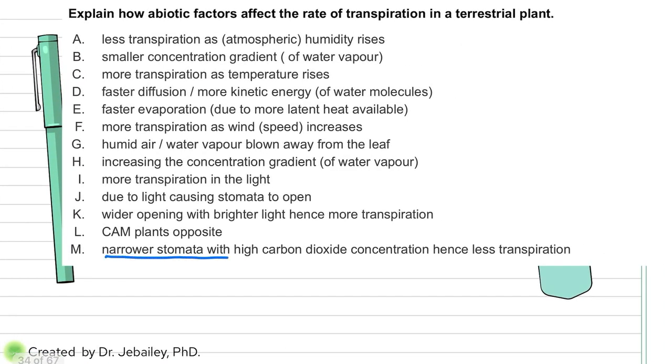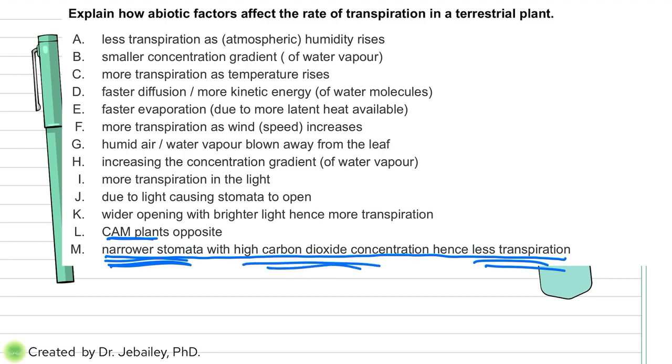Narrow stomata, high carbon dioxide concentration, hence less transpiration. So this just means that in CAM plants, they have narrow stomata, which means they usually do not have much transpiration happening. They mostly have a high concentration of carbon dioxide. So in this process, what do we see?